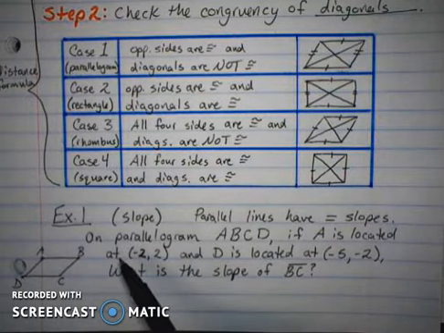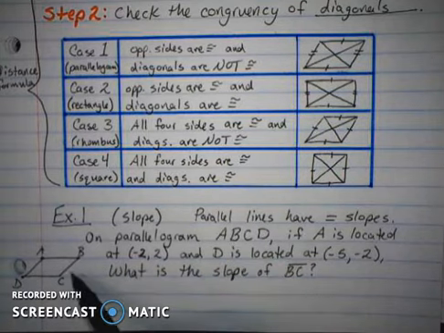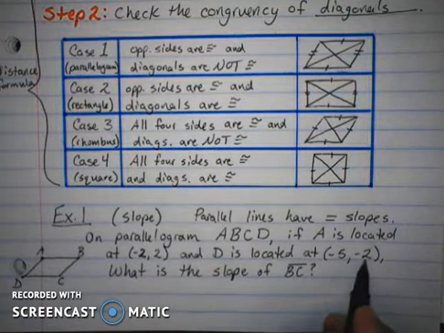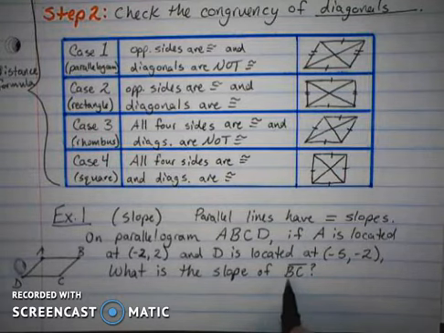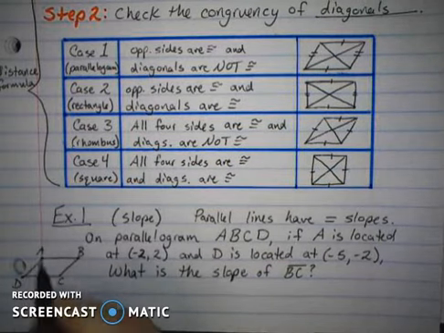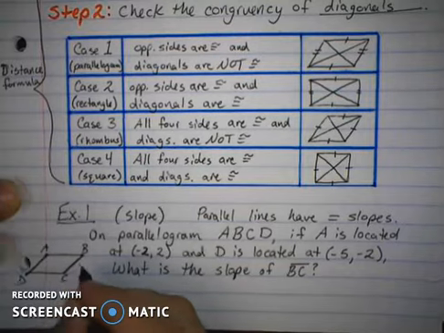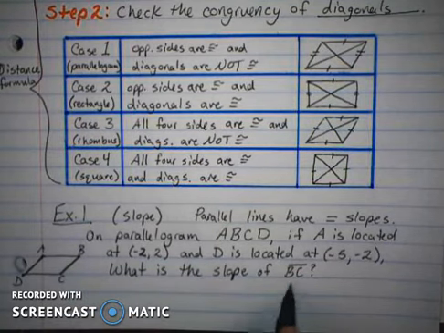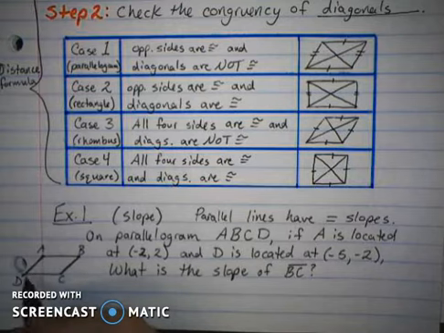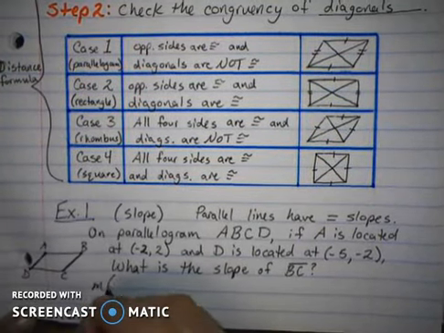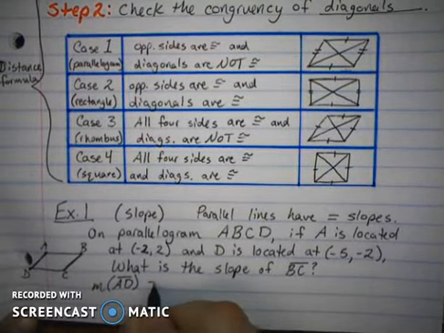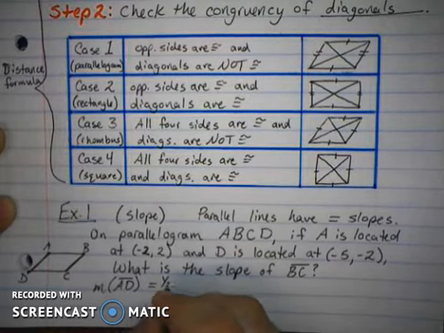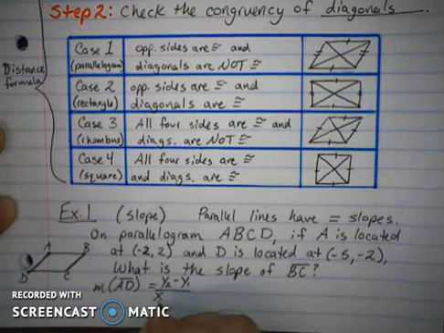But let's say we are given parallelogram ABCD. And if we know that A is located at (-2, 2), and D is located at (-5, -2), what is the slope of BC? Well, you'll notice that I give you the coordinates of A and D, but I ask about the slope of BC. Remember, this is a parallelogram. In a parallelogram, opposite sides are parallel. That means they'll have the same slope. So in order to find the slope of BC, all I need to do is use the coordinates to find the slope of AD. So we're going to find the slope of segment AD by doing the slope formula. And I want to remind you what the slope formula is. We're going to take y2 minus y1 over x2 minus x1.